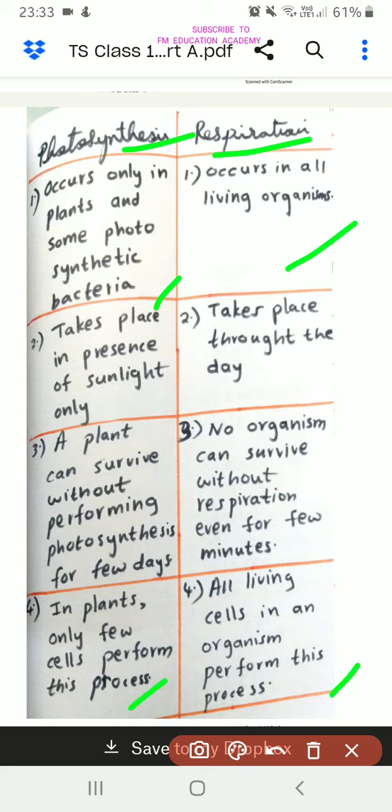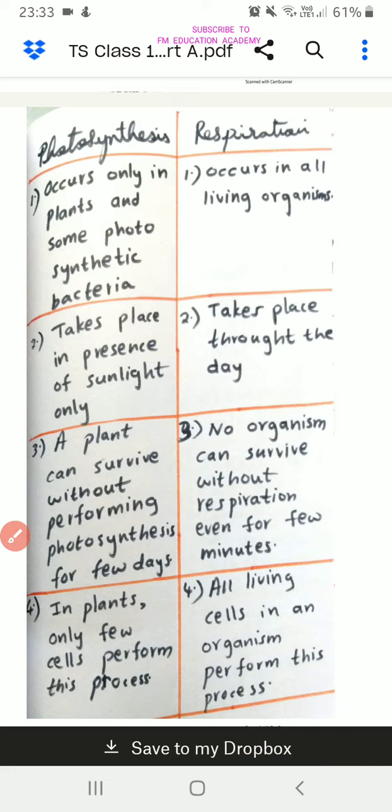Okay, so photosynthesis occurs in plants and some photosynthetic bacteria. Respiration occurs in all living organisms. Photosynthesis takes place in presence of sunlight only. Respiration takes place throughout the day. A plant can survive without performing photosynthesis for a few days. No organism can survive without respiration even for a few minutes. In plants, only a few cells perform photosynthesis. Respiration, all living cells in an organism perform this process.